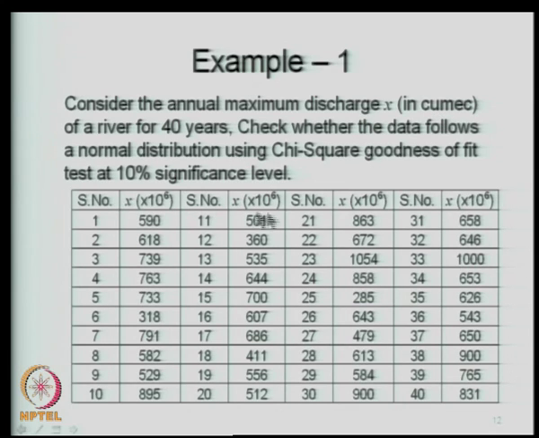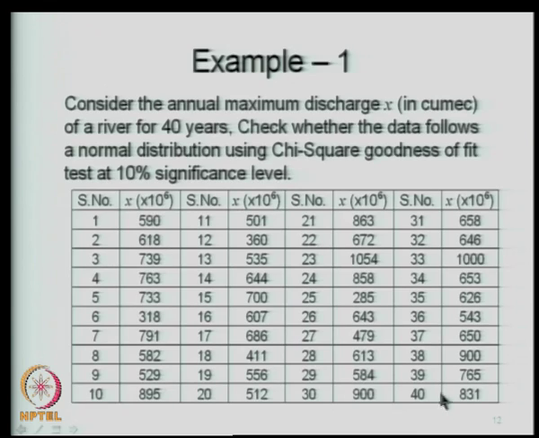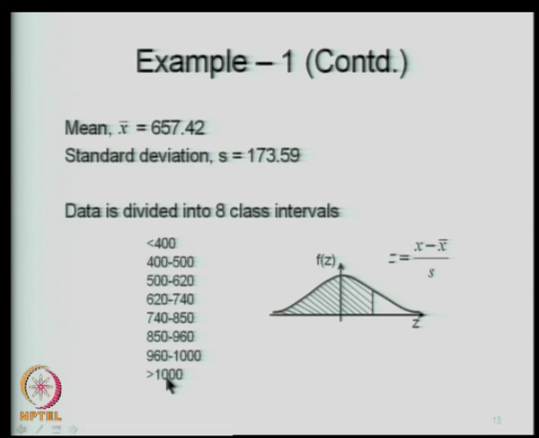We want to examine whether this sample of observed data comes from a population that fits a normal distribution, and we will examine this using the chi-square test at 10% significance level. As I said, first we divide it into a number of class intervals. Let us say we arbitrarily choose 8 class intervals in this particular case. There are 40 values and we choose 8 class intervals.